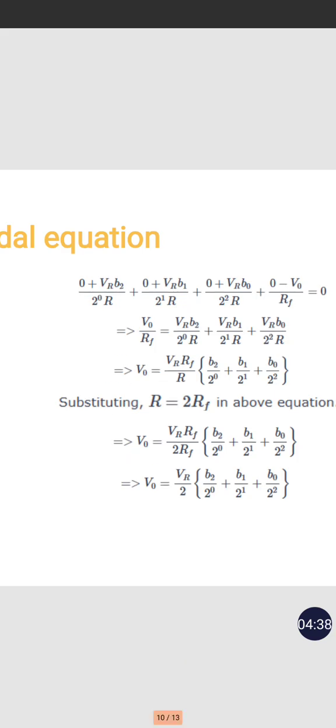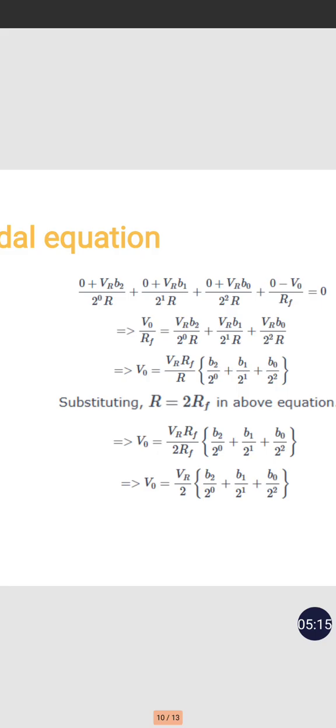So V0 equals VR RF divided by R into (B2 divided by 2 power 0 plus B1 divided by 2 power 1 plus B0 divided by 2 power 2). So substituting R equal to 2 into RF, we replace the R value with 2 into RF. So RF is cancelled. So V0 equals VR divided by 2 into (B2 divided by 2 power 0 plus B1 divided by 2 power 1 plus B0 divided by 2 power 2). This is the output voltage equation of the 3-bit binary weighted resistor DAC.